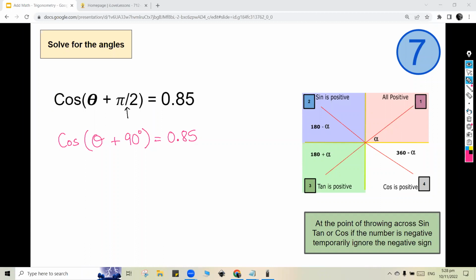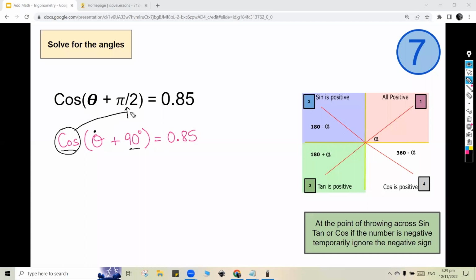All right, so now we still have to solve for theta. The aim of the question is to solve for theta. Who do we have to throw across first? Are we going to throw across the cosine or the 90? Well, I think I gave away that answer when I was rambling before. We have to throw across the cosine because the 90 is being held hostage. We have to get rid of the hostage taker.